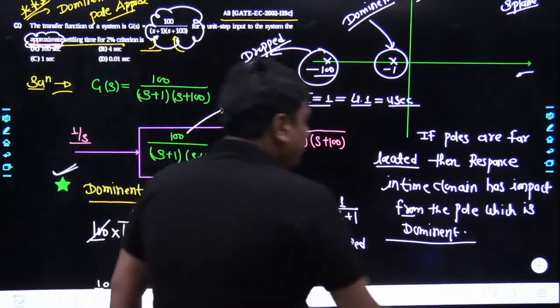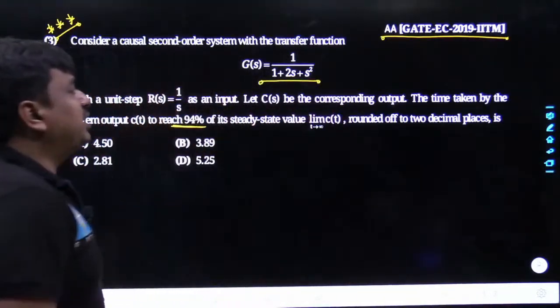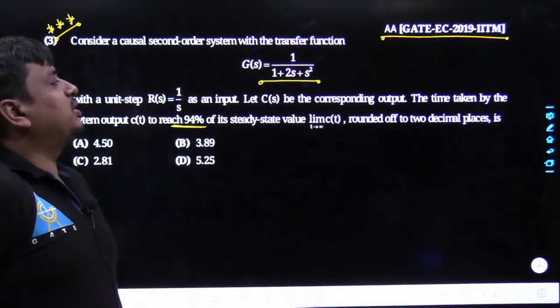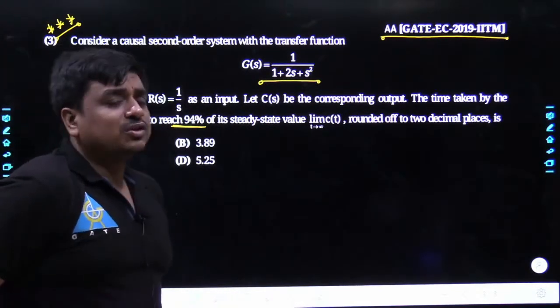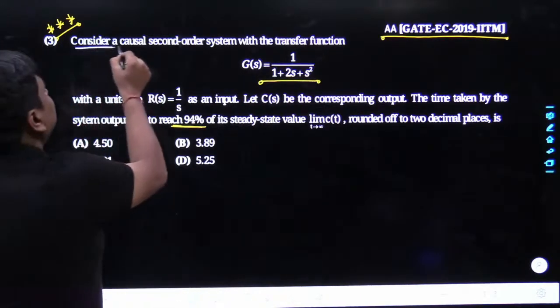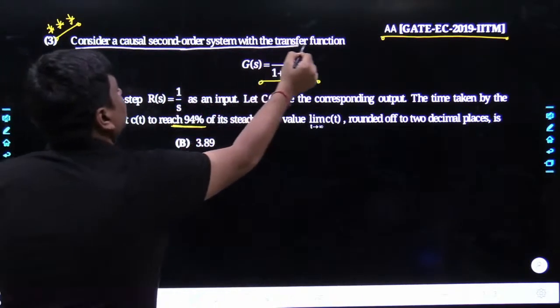Now we will move to the next problem, which is a very well designed problem, and it came in GATE Electronics in the year 2019. The problem was framed by IIT Madras. What the problem indicates is: consider a causal second order system. What does it mean by a causal system?